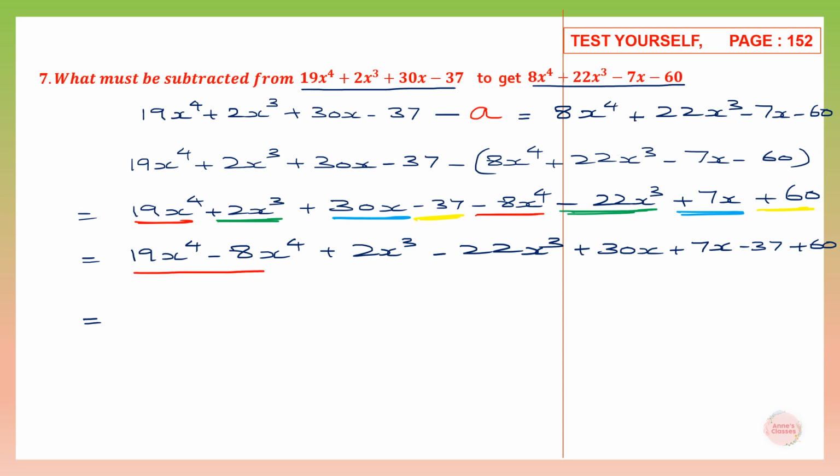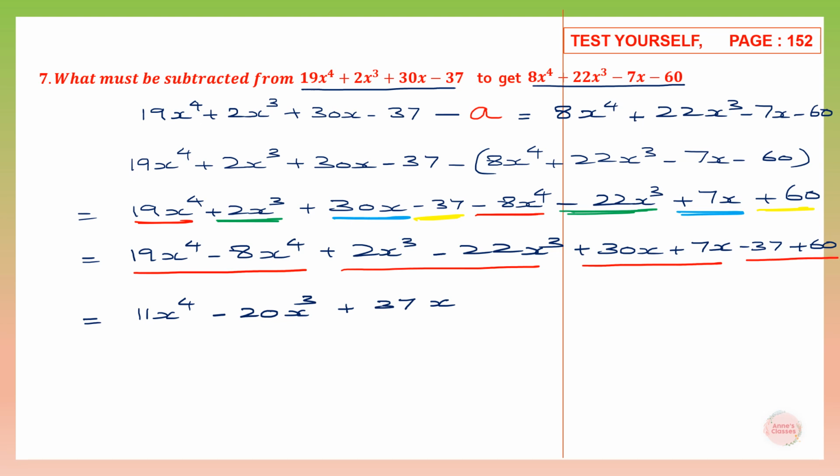Here we have 19x to the power of 4 minus 8x to the power of 4. 19 minus 8 is 11, so 11x to the power of 4. Now here what do we have? 2 and minus 22. Put the sign of the bigger number and subtract. 22 minus 2 is 20, so minus 20x to the power of 3. So we finished with this also. Next one is 30x plus 7x, which is 37x. Then let's go to the last one, that is minus 37 plus 60. That is 23, so plus 23.